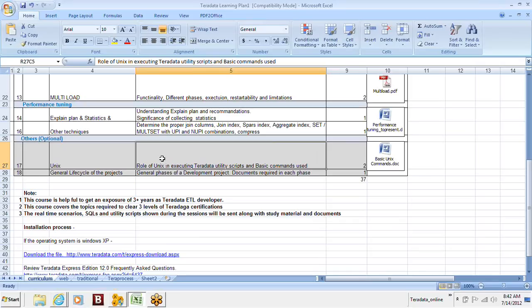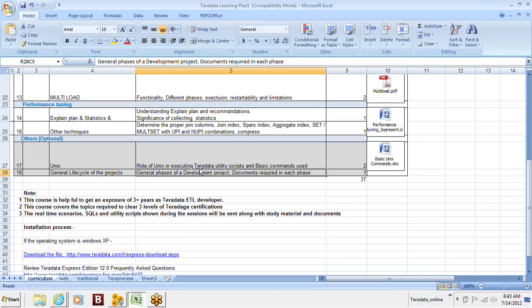So in these Teradata sessions, we can give you an introduction to all the basic Unix commands required to execute the Teradata utilities, and how to see the logs and capture the log information during execution in Unix. All those things would be introduced in this Unix topic. And then we'll cover the general life cycle of a data warehousing project, to help people who are new to data warehousing leverage the general life cycle of a development project.